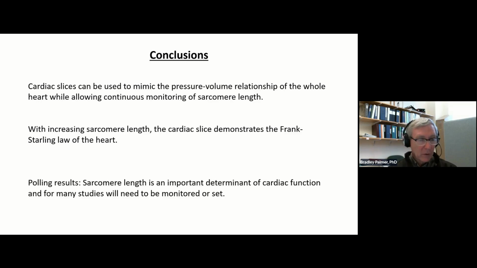I would like to note that the sarcomere length, as we've seen here, is an important determinant of cardiac function. And for many studies, but certainly not all, the sarcomere length will be important to monitor or to set when you perform your experiments.